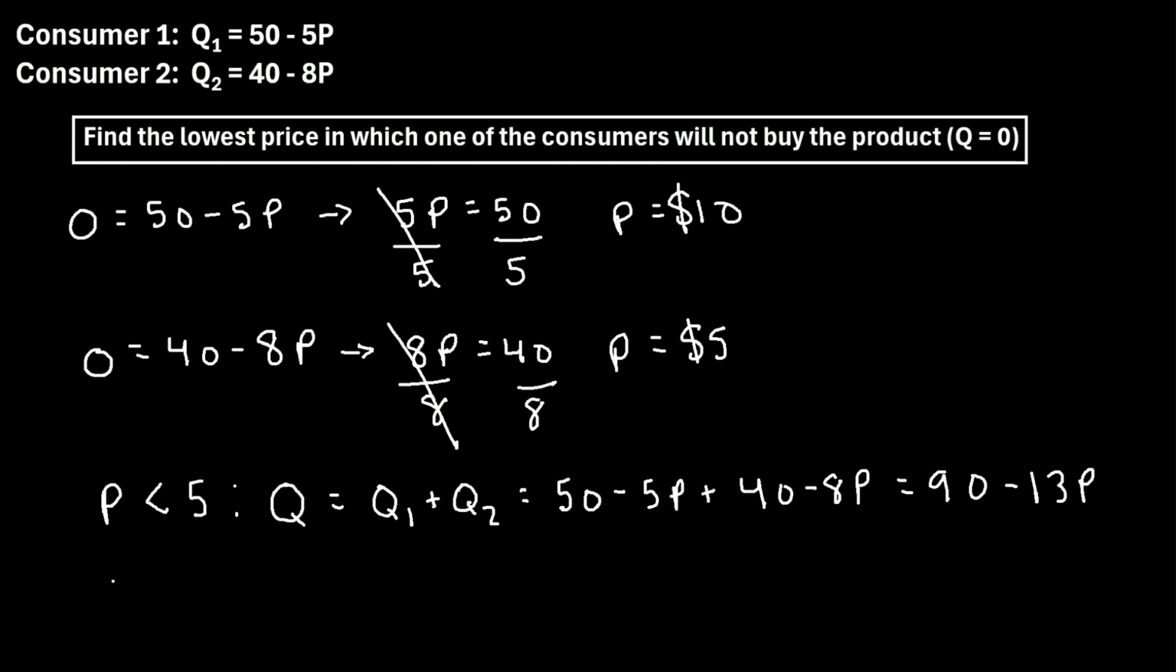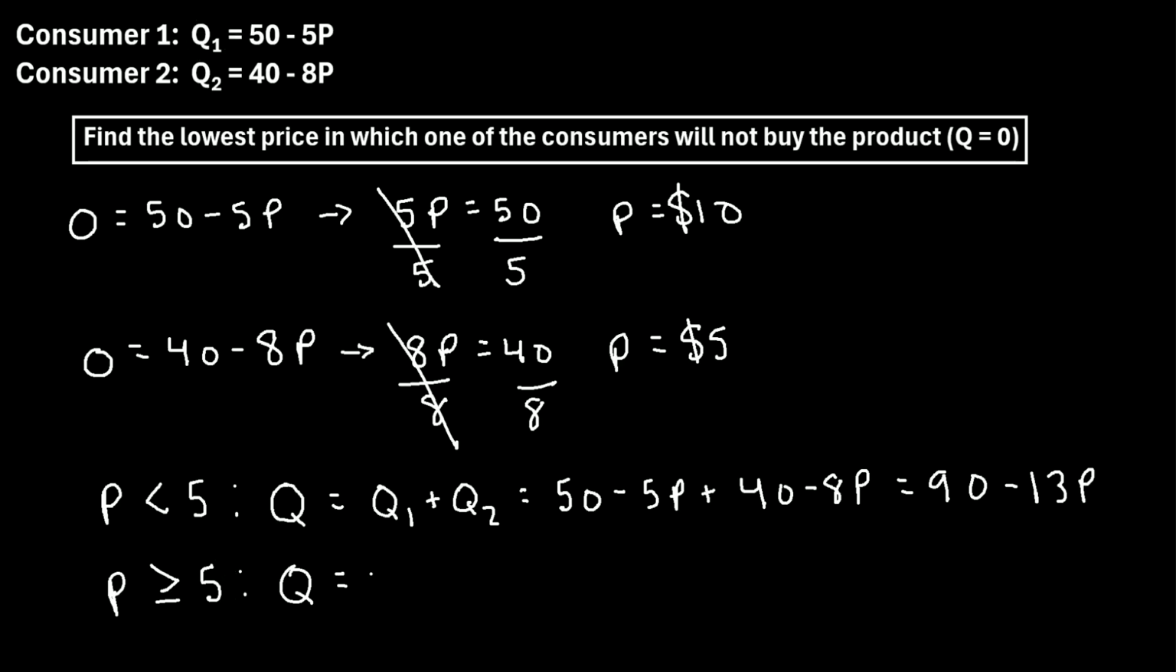But as soon as the price is greater than or equal to 5, remember that's when consumer 2 drops out and says, nope, I no longer have a demand for this good at that price level. At $5 or higher, I have 0 demand. So now the market demand Q is only equal to Q1, consumer 1's demand function. They're the only consumer left in the market that has a demand for this good when the price is greater than or equal to 5.